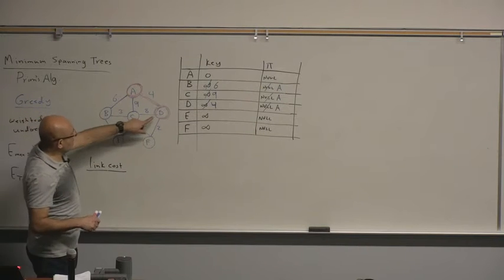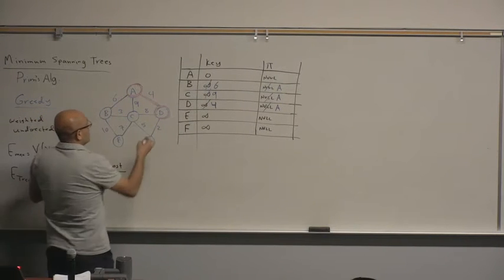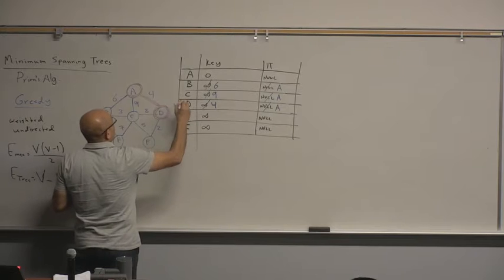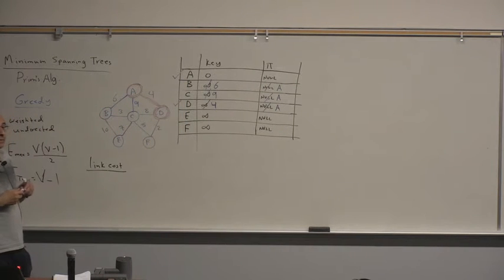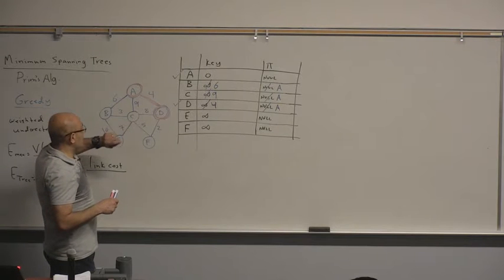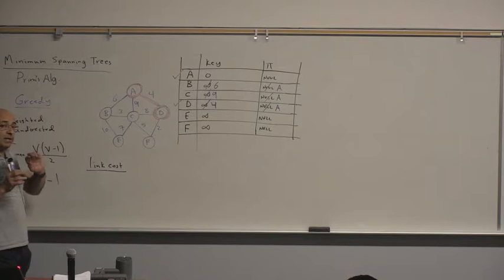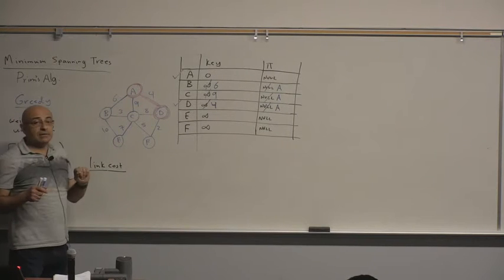But now what's the logical thing? I have decided to add D. So now D is done and A is done. Now what should I do with D? Neighbors of D. Yeah, exactly. Look at the neighbors of D and see if I can connect one of them. Now, the remaining vertices that are not connected yet can be connected either to A or to D.